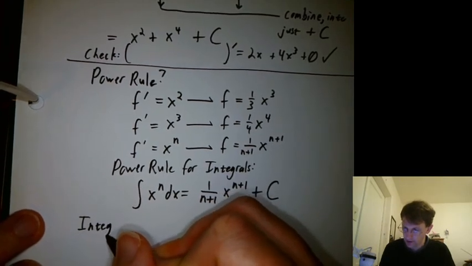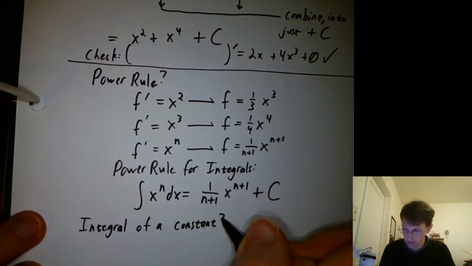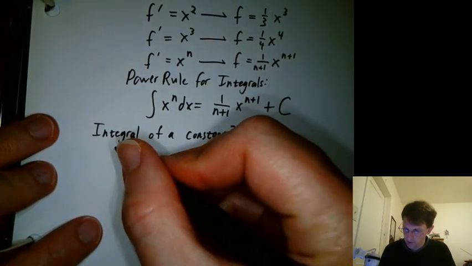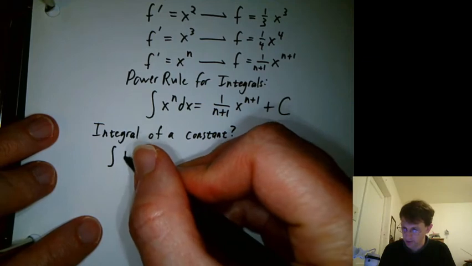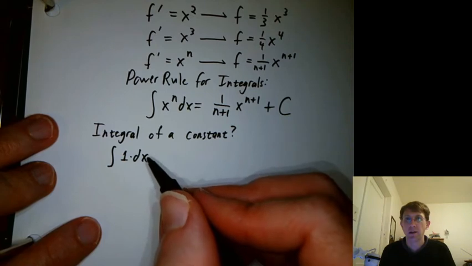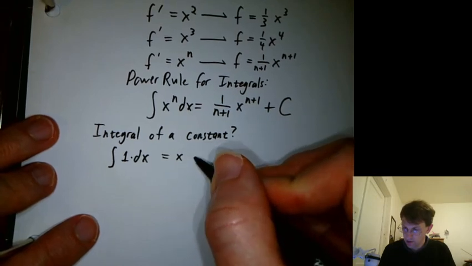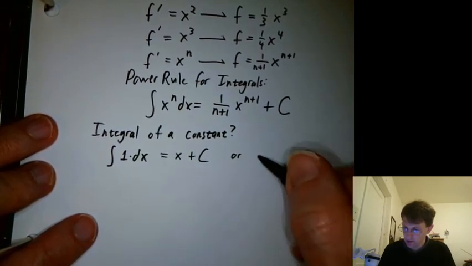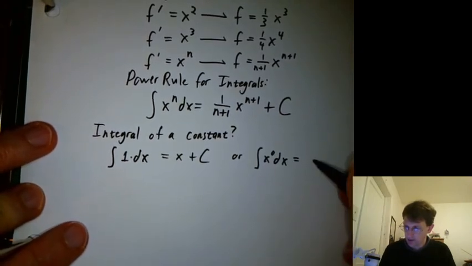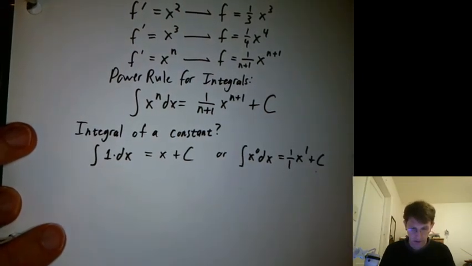What's the integral of a constant? Well, let's take the simplest constant. What's integral of 1 dx? What function, when I take its derivative, do I get 1? Just x. So you could say x plus c, or you could say 1 is x to the 0 dx. And what we got was x to the 1, and 1 over that plus c.